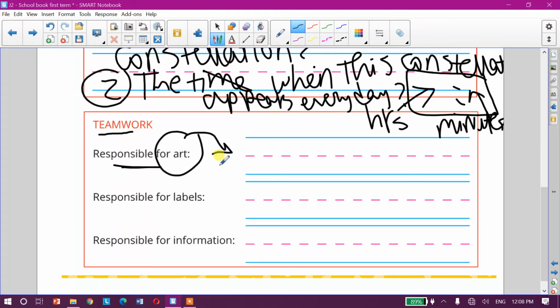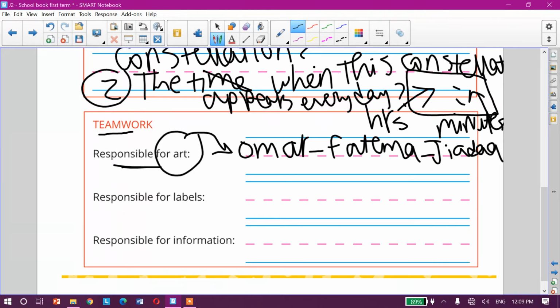For example, Omar helping Fatma, helping Jaidet, okay? Those responsible for art means drawing. They are responsible for drawing the shape of Orion. And responsible for labels. What's the meaning of labels?